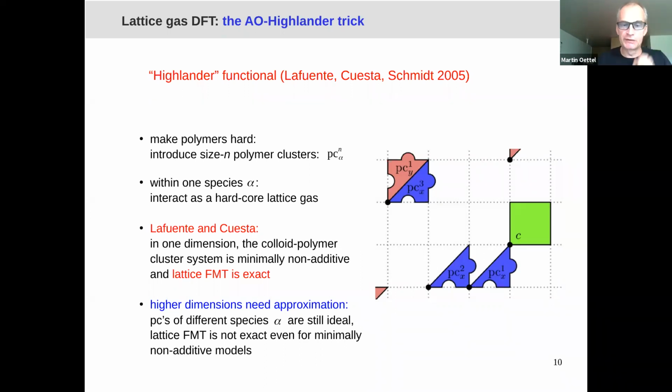In higher dimensions, the whole thing needs approximations. The polymer clusters are of different species now. They are still ideal with respect to each other. This is our approach. And lattice FMT is not exact even for these minimally non-additive models.